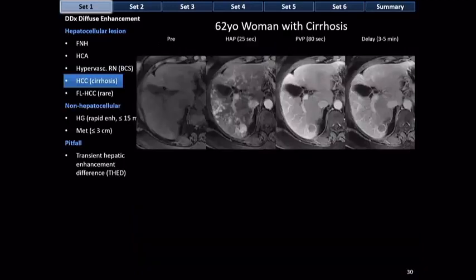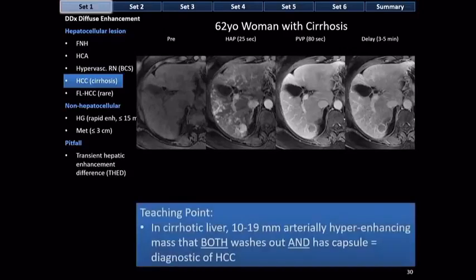What about this lesion over here? I'm pointing now to a lesion in segment 6 at the bottom edge of the liver. Ignore for now all these little perfusion alterations elsewhere in the liver. This lesion is less than 2 centimeters, but it washes out and it has a capsule. It has both. So the teaching point is that if something is 10 to 19 millimeters, hyperenhances and has both washout and capsule, it is diagnostic of HCC in the setting, of course, of cirrhosis.